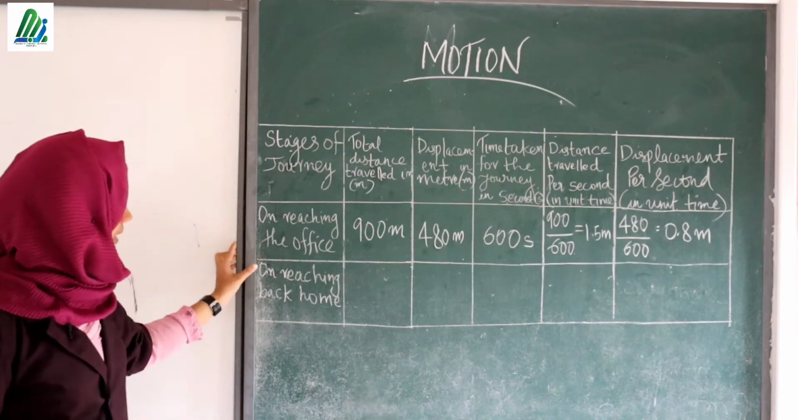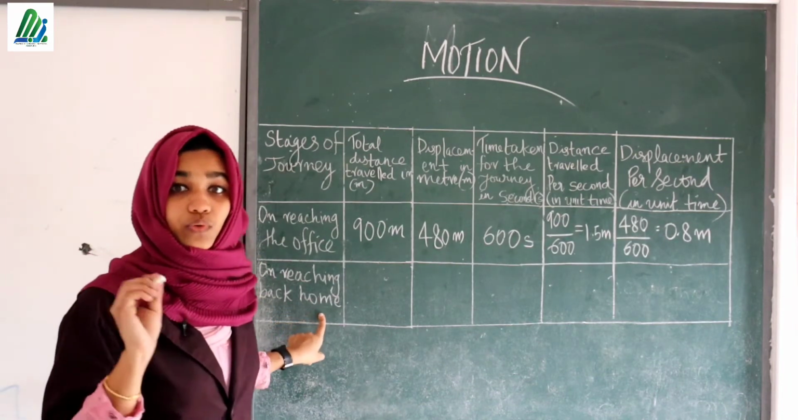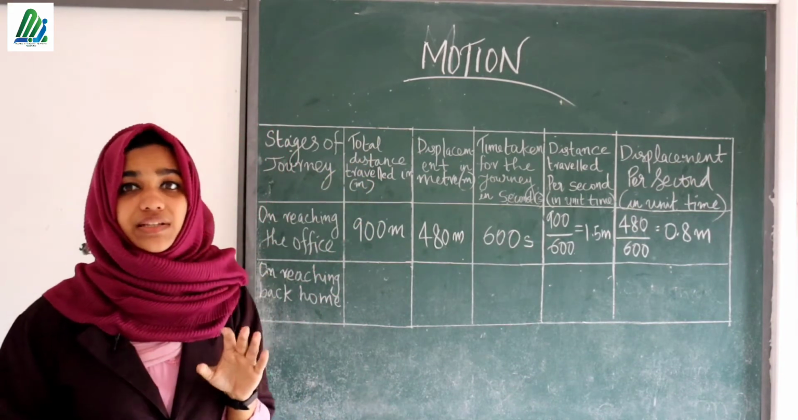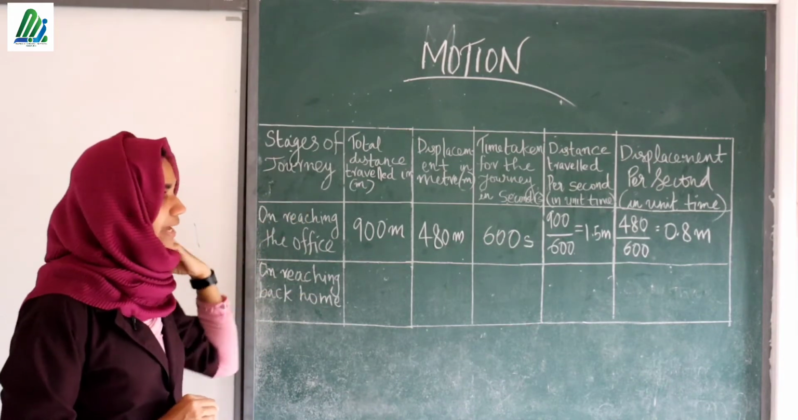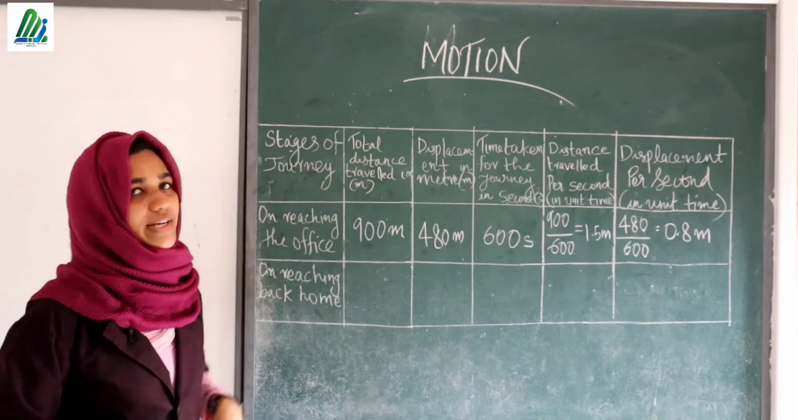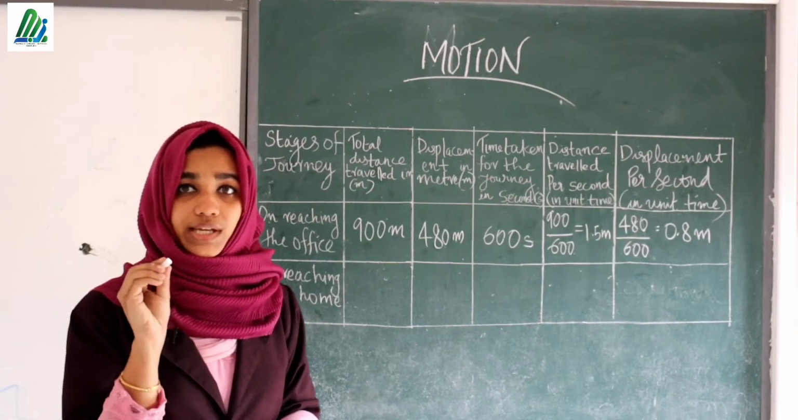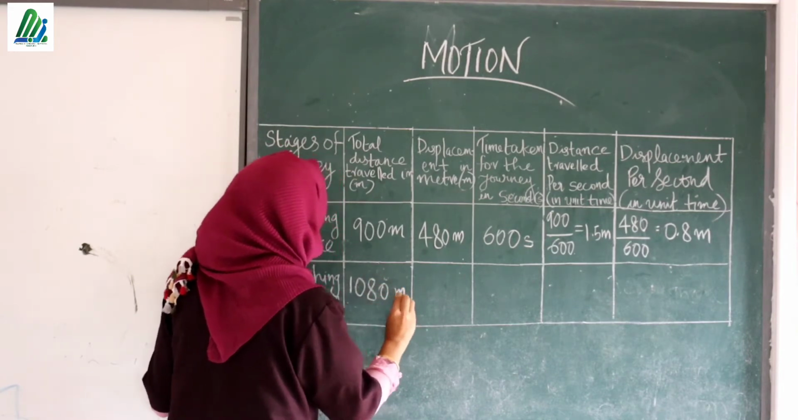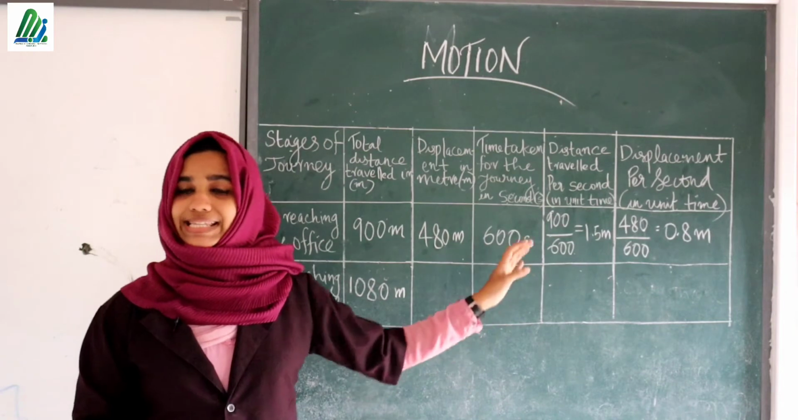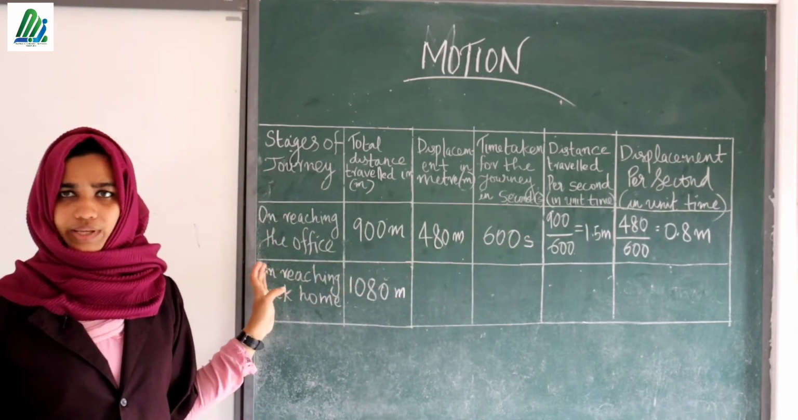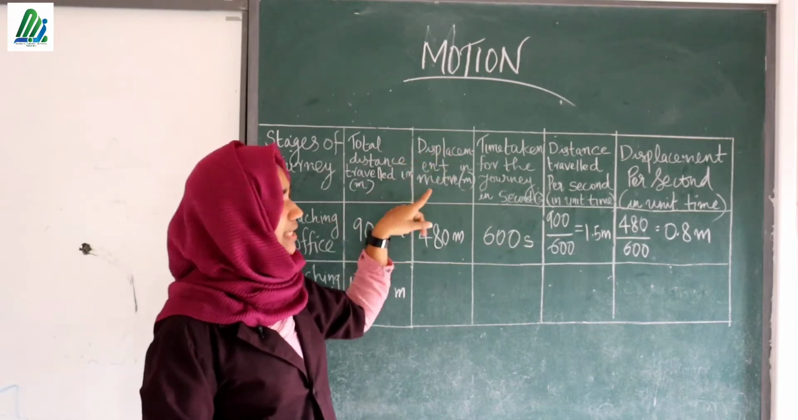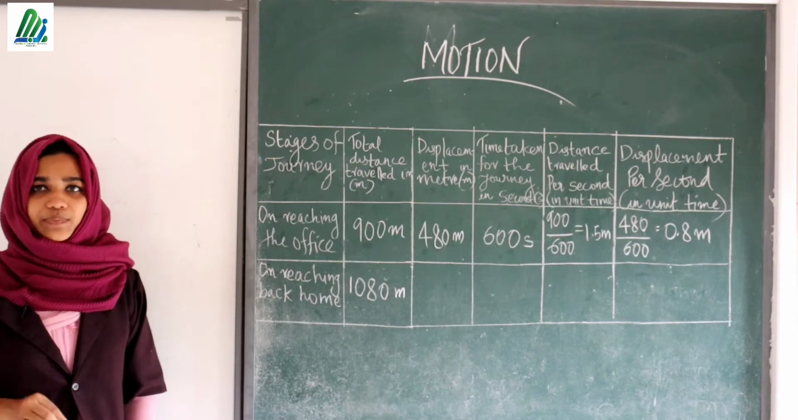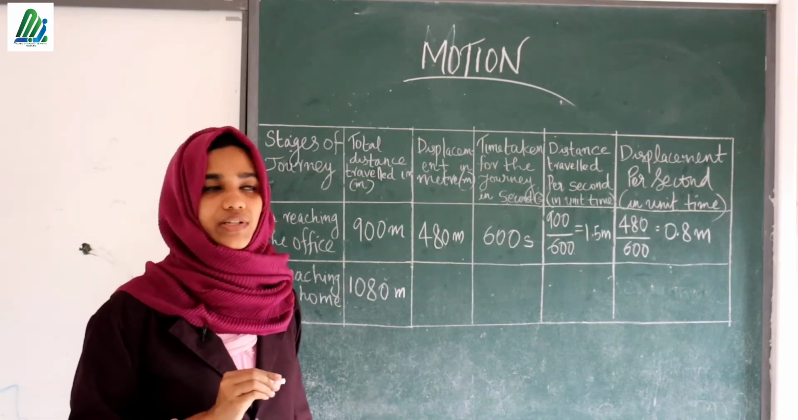Then next one, on reaching back home. How much is the total distance he travelled, in meter? That is 1080 meter. By looking at the picture you can easily find out the answer. Is it clear? Then displacement in meter. Displacement is the straight line distance from initial position to the final position. That is 480 meter.